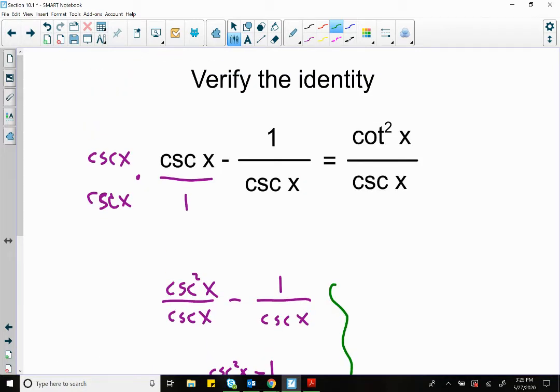So cosecant is 1 over sine. Over here, we know that 1 over cosecant is sine.